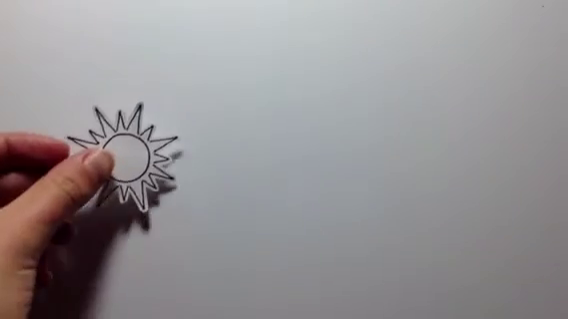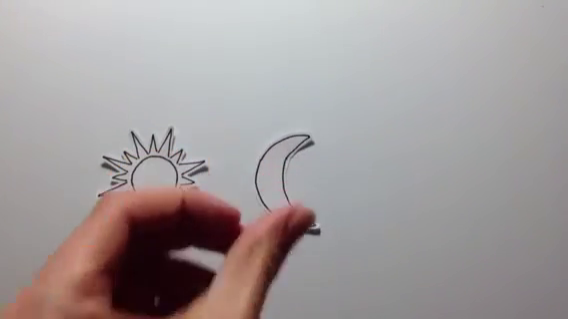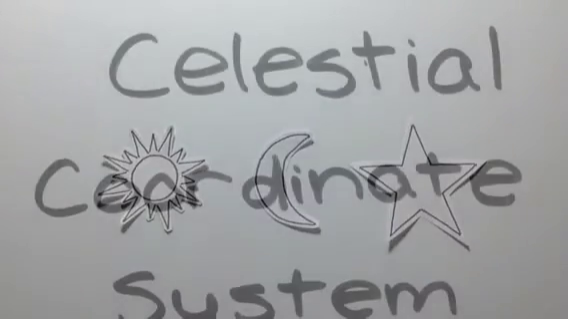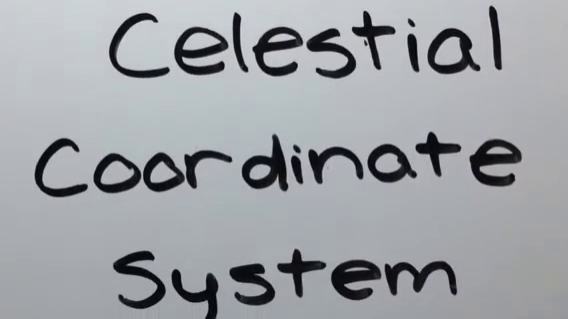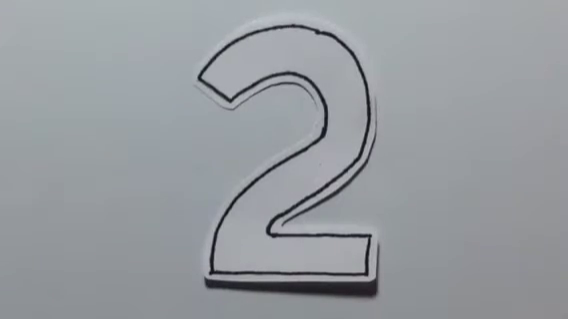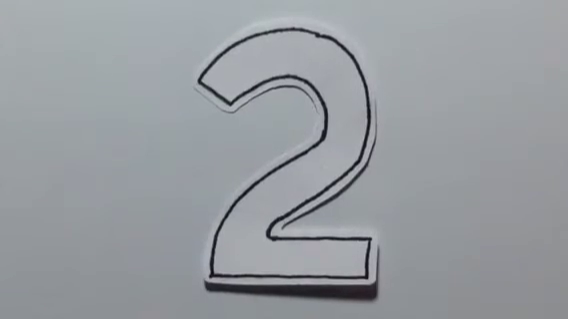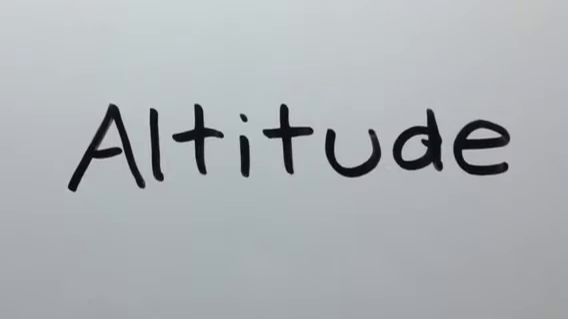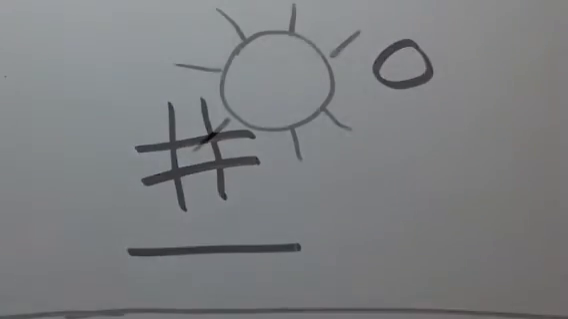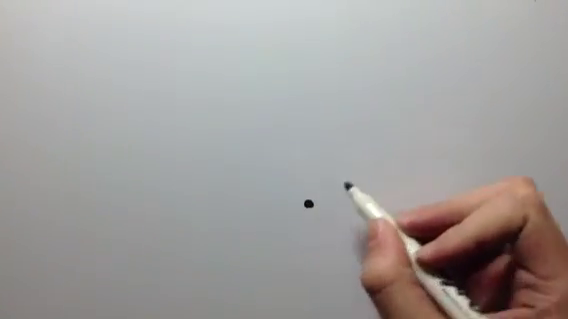So, now that we know some stories about the sun, moon, and stars, we need to figure out how to actually locate them. There is a system called the Celestial Coordinate System that helps us do this. This system involves two different ways of measuring where an object is in space, azimuth and altitude. Azimuth is a measurement in degrees where an object is on the horizon. Let's say you were standing in the middle of a field facing north and you wanted to find the azimuth of the sun.